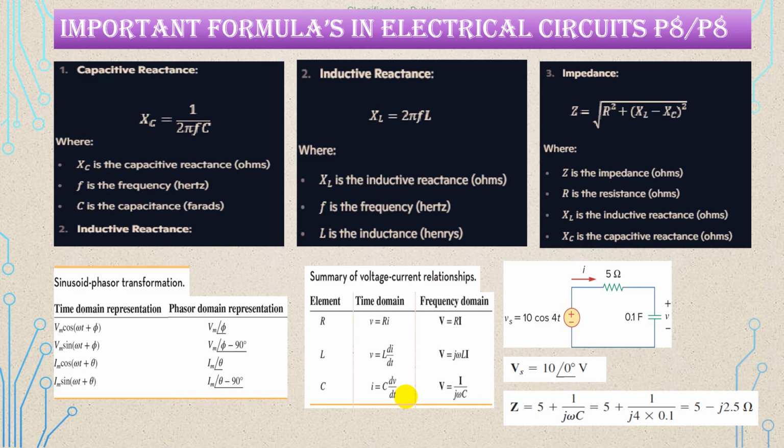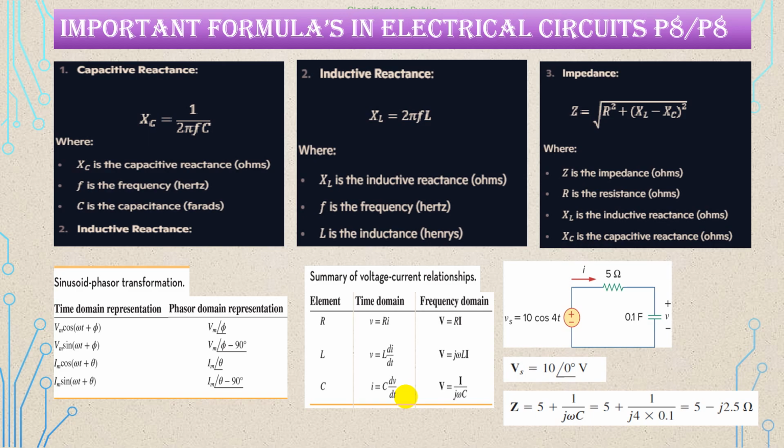So, what is Z? This Z is nothing but the summation of this: 5 plus 1 by j omega c. So, 5 plus 1 by j 4 times 0.1, and you just rearrange, make it on the top, and it becomes 5 minus j 2.5. So, total impedance we got here. That's called impedance. When there is a real part and imaginary part together, it is called impedance.